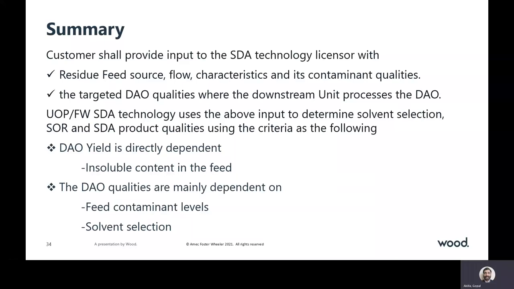Summary. Customers shall provide input to the SDA technology licensor with residue feed source, flow, characteristics, and contaminant qualities, and the targeted DO qualities where the downstream unit processes the DO. This information is in turn used by the licensor to determine the solvent selection, solvent to oil ratio, and the SDA product qualities. Now, the DO yield is directly dependent on the insoluble content in the feed, which is the asphaltenes or C7 insolubles in the feed. The DO qualities are mainly dependent on feed contaminant levels and solvent selection.